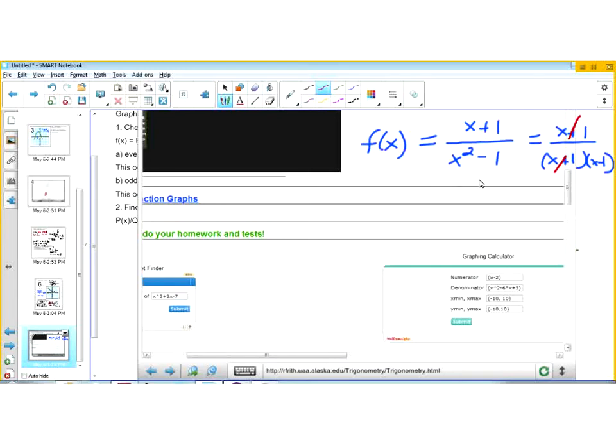When you have a cancellation of a prime factor in the numerator and the denominator, what happens is that you will have a hole at x equals -1. And the coordinates of the hole will be -1, 1 over -1 minus 1. Okay, this will be the coordinates.